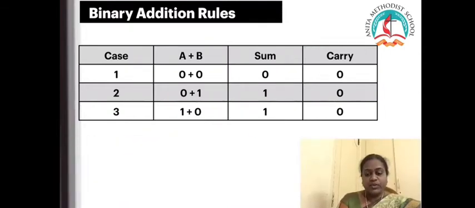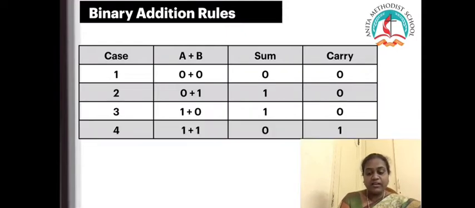The fourth case will be, if I'm going to add 1 plus 1, then my sum will be 0 and my carry will be 1. Students, these 4 rules for addition are very important. So please do remember these 4 rules while doing your binary additions. Now let's look into the examples.